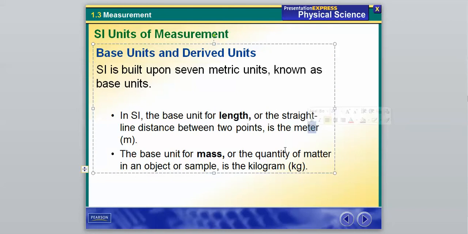The base unit for mass, and our definition of mass is the quantity of matter in an object or sample. A word that gets used interchangeably for mass, which technically is not the same thing as your weight. So anytime we talk about mass, we use the kilogram as our base unit. We don't use pounds, inches, and feet; we use the meter and the kilogram.